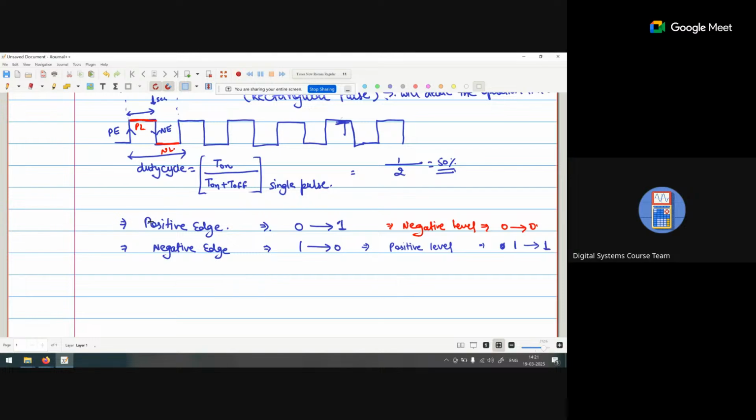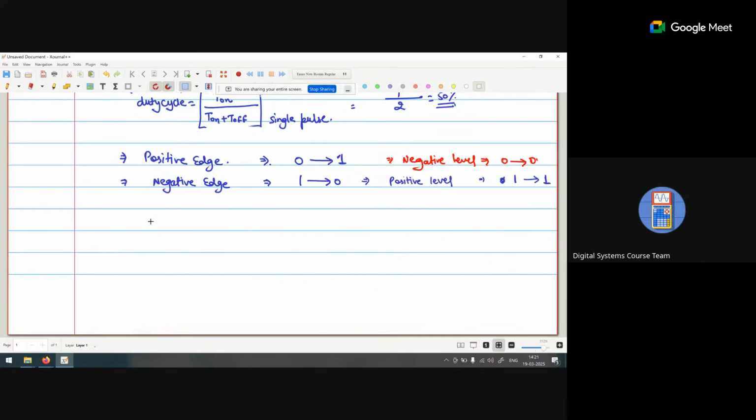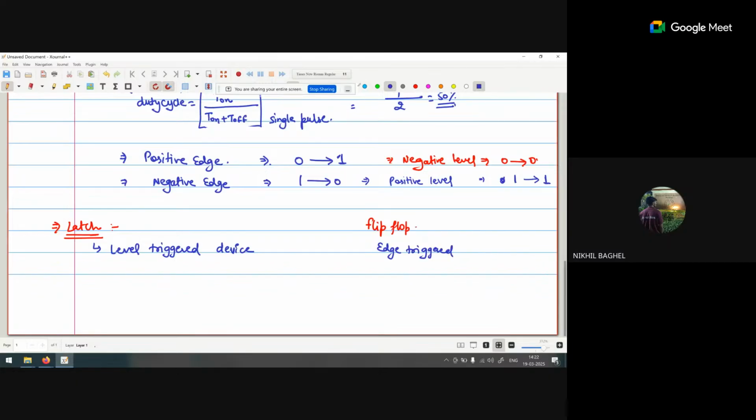So initially, the implementation of any flip-flop depends on one basic component, that is the latch. The difference between the latch and the flip-flop is that a latch is a level-trigger device, whereas the flip-flop is an edge-trigger device.